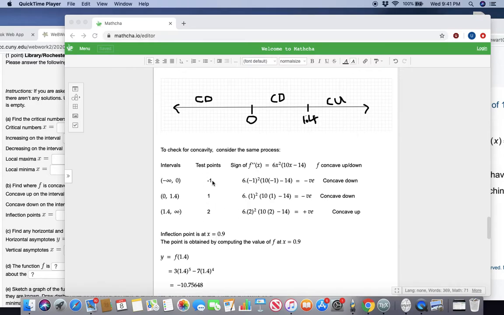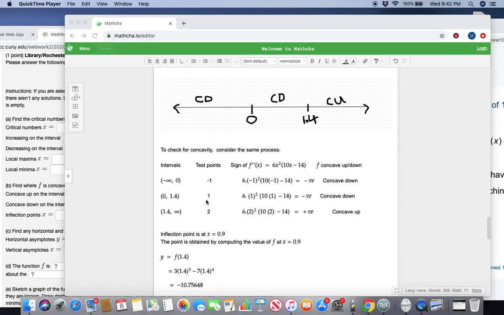Use these test points in the second derivative. It helps to have the factored version because all we care about is this sign. Plug in -1. What do I get? Square makes it positive, but all of this is negative. See, -1 times 10 is -10. Minus 14. Do I care about the value? No. I care about the sign. It's a negative. That tells me my f is concave down on this interval. Concave down on this interval.